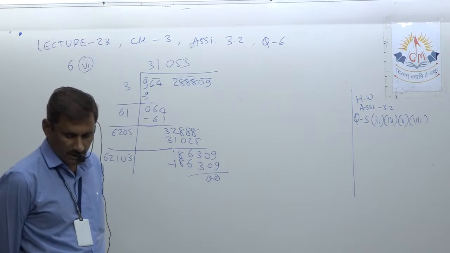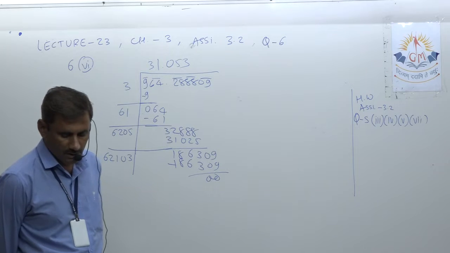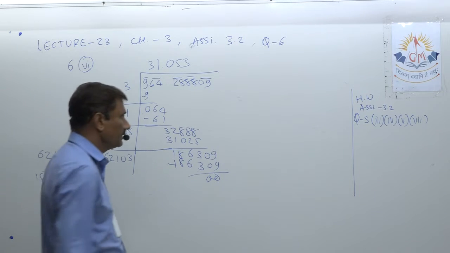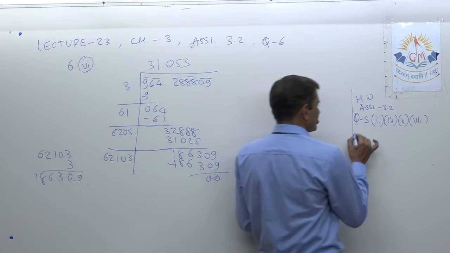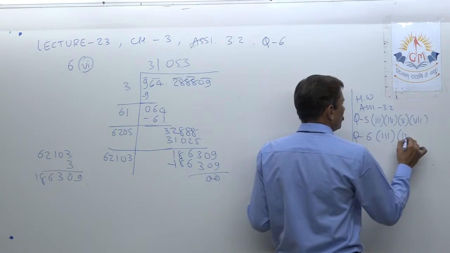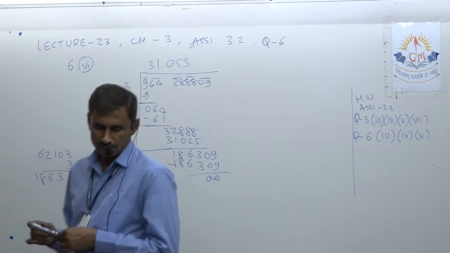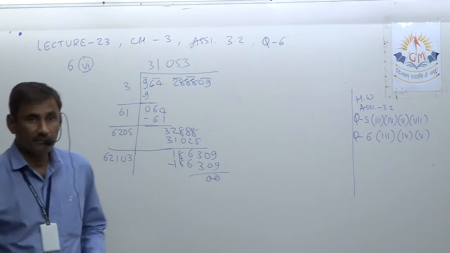Okay students, remaining 3 sums. 3 sums you have to solve, and they are 3, 4, 5 of question 6. They are in homework.